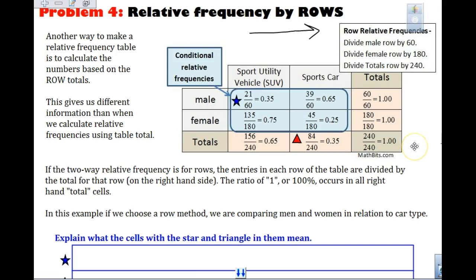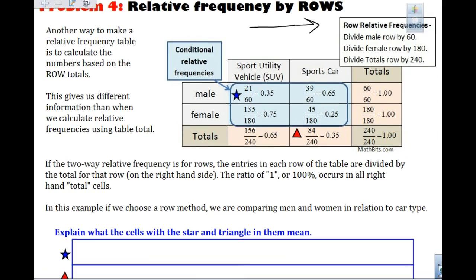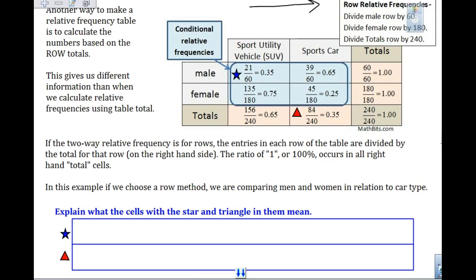What do you notice as you add these two going across is they have to add to 100%, right? 0.35 plus 0.65 adds to 100%. 0.75 plus 0.25 adds to 100%. 0.65 plus 0.35 adds to 100%. So it says in the two-way relative frequency is by the rows. In each entry, the row of the table is divided by the total for that row. You'll see the ratio of 1 or 100% occurs going all the way down here. This is an example when we choose the row method.